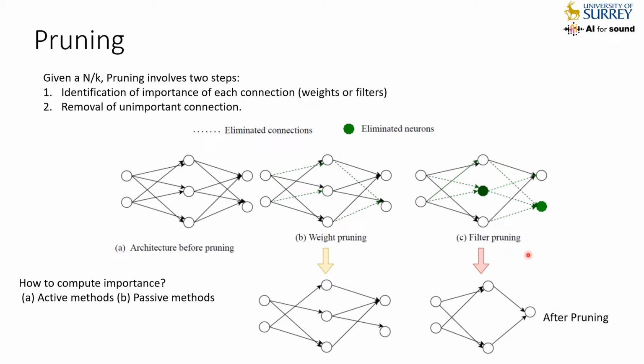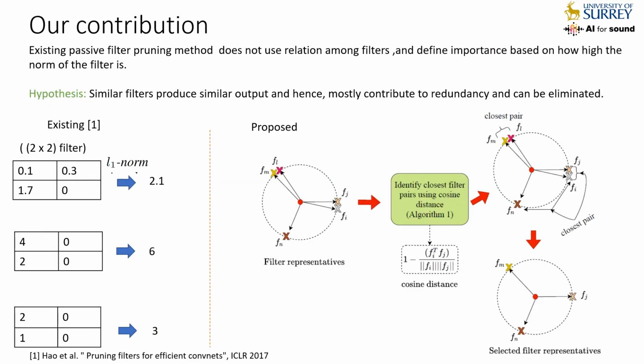Now the question is how to measure the importance, or to identify which filter to keep and which filter to prune. To answer this, in the literature there exist two broad classes of methods: active methods and passive methods. Active methods use the dataset to identify the filter importance. On the other hand, passive methods use only the information of the filters without involving any dataset. So passive methods are relatively simpler. Therefore, we propose a passive filter pruning method.